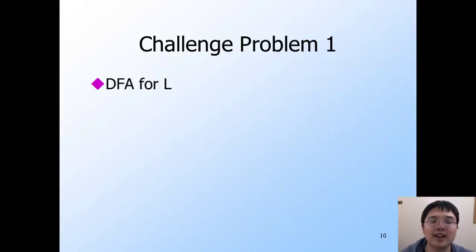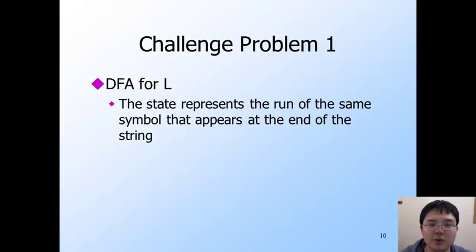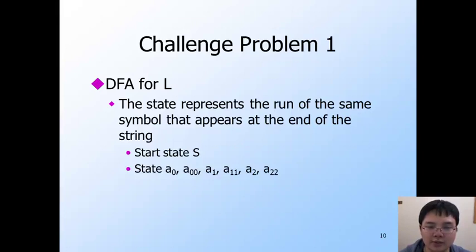To construct a DFA for L, it turns out that we can directly do it without the trick of union or complement. We define the state to represent the run of the same symbol that appears at the end of the string. Specifically, we will have start state S, which we enter only initially, when the input string so far is epsilon. Then we have state A0, A00, A1, A11, A2, and A22, and a dead state D.